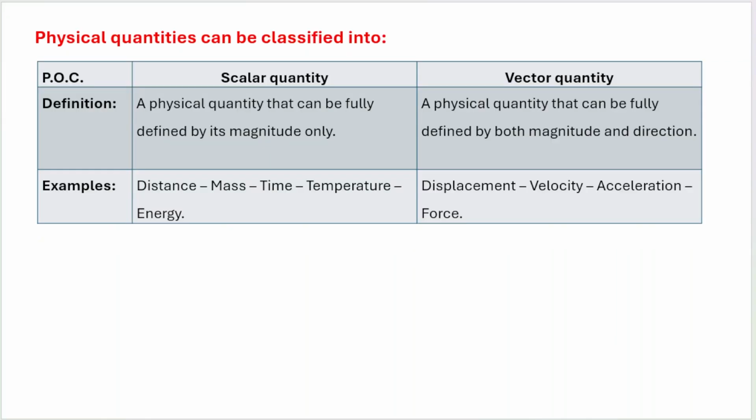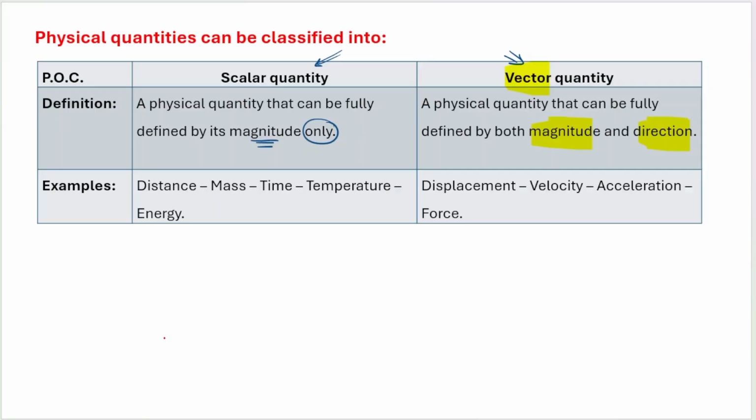We have two types of physical quantities. One is called scalar and the other is called vector. Scalar physical quantity is the physical quantity which has magnitude only. It has no direction. But what's meant by vector physical quantity is the physical quantity which has magnitude and direction.